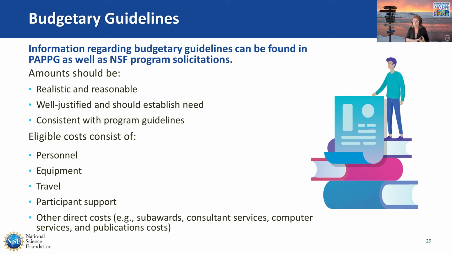Personnel. NSF does have a slightly different compensation policy than other federal agencies, so it's important that you understand, and the PAPPG goes through this, that NSF's general policy is that we limit the salary compensation for any individual identified as senior personnel to no more than 2 months of their regular salary in any 1 year across all NSF funded grants. So we will fund up to 2 months.